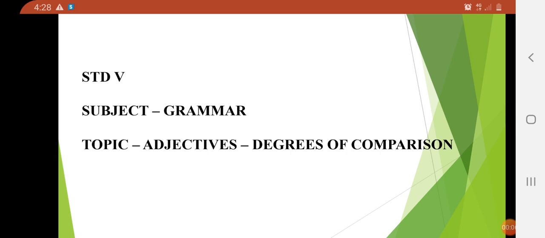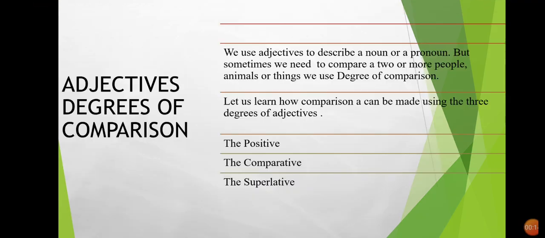Today in grammar, we are going to learn a new topic: adjectives, degrees of comparison. As we have learned, we use adjectives to describe a noun or a pronoun, but sometimes we need to compare two or more people, animals, or things. So, for this, we use degrees of comparison. Let us learn how comparison can be made using the three degrees of adjectives. The first is the positive degree, the comparative, and the superlative degree.